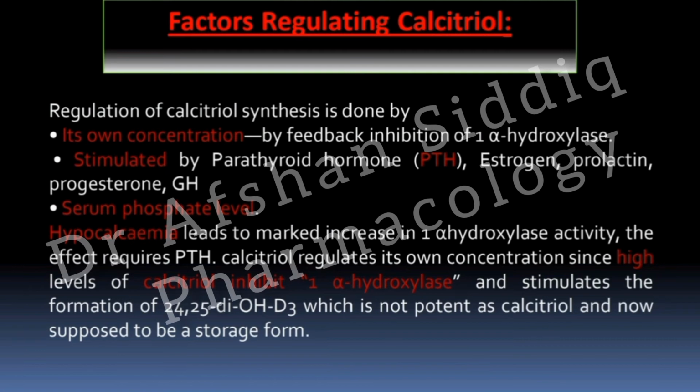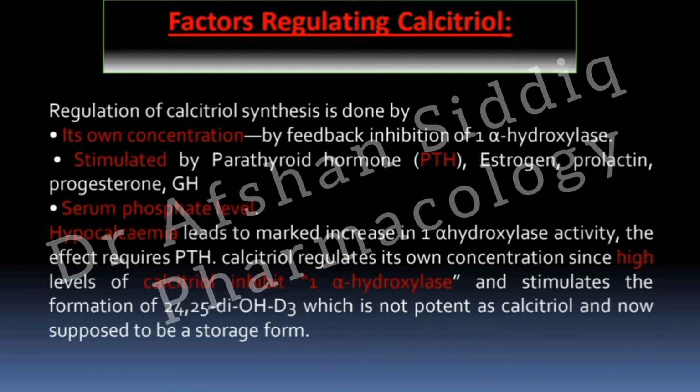Along with that, there are certain hormones in the blood or in the body which control the synthesis of the active form of vitamin D3. If the body sufficiently contains the active form of D3, that is calcitriol, then the remaining inactive vitamin D will be converted into the least active form, that is 24-25 hydroxy vitamin D3.